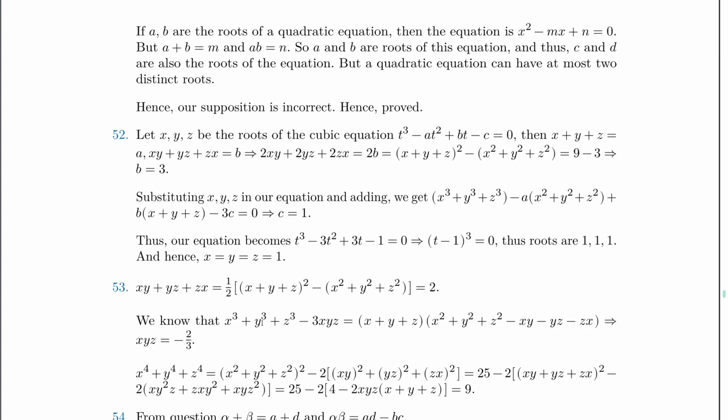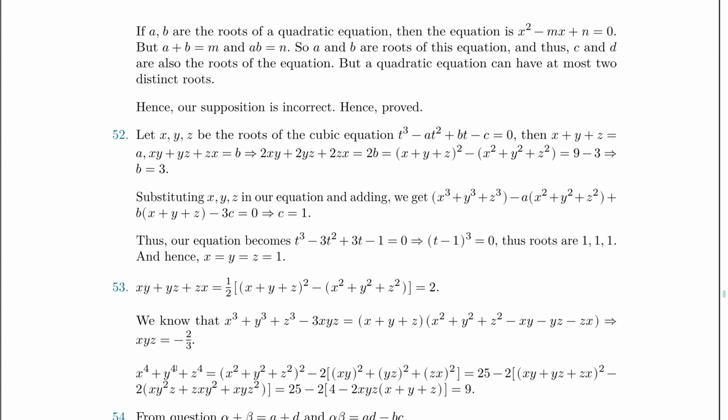Similarly, x cube plus y cube plus z cube minus 3xyz is equal to x plus y plus z into x square plus y square plus z square minus xy minus yz minus zx. So this is 3 and this is 5, and 5 minus 2 is 3, 3 times 3 is 9. And this is 7. So 9 minus 7 is 2, and then we divide by this 3, we get minus 2 by 3.